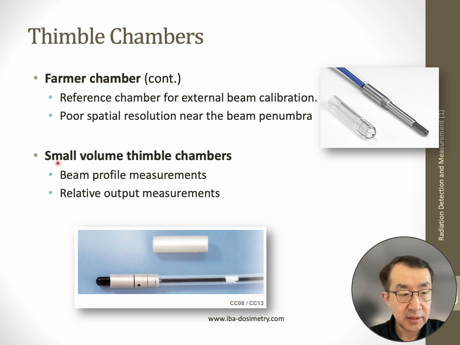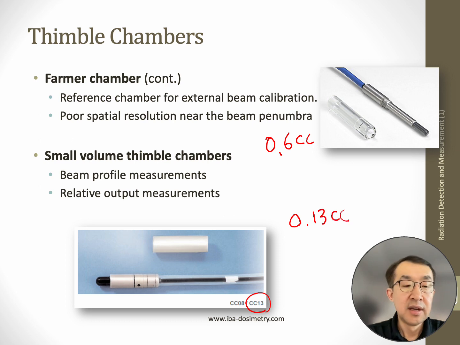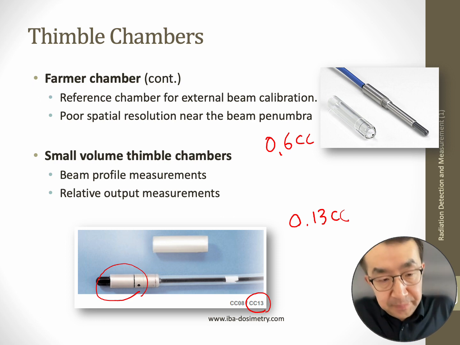All right, so then what are the smaller thimble chamber examples? This is for beam profile measurement. This example, we call it CC13. The active volume is 0.13 cc. So again, Farmer chamber, 0.6 cc. This guy right here, 0.13 cc. Physically, it is smaller. And this chamber is actually submersible, so you can put it under the water, and it is ideal for water phantom measurement.